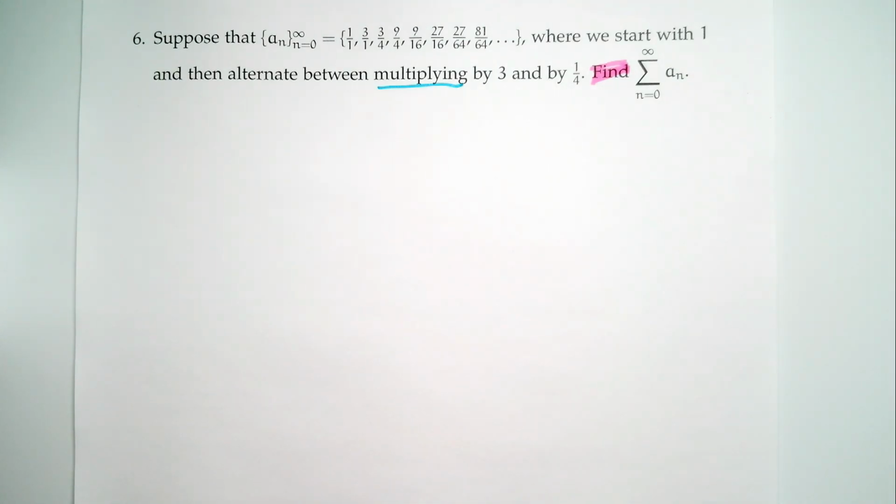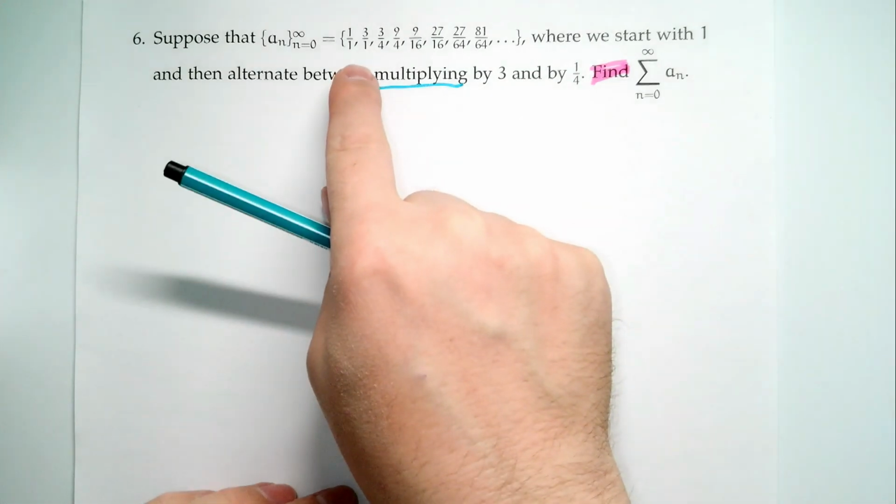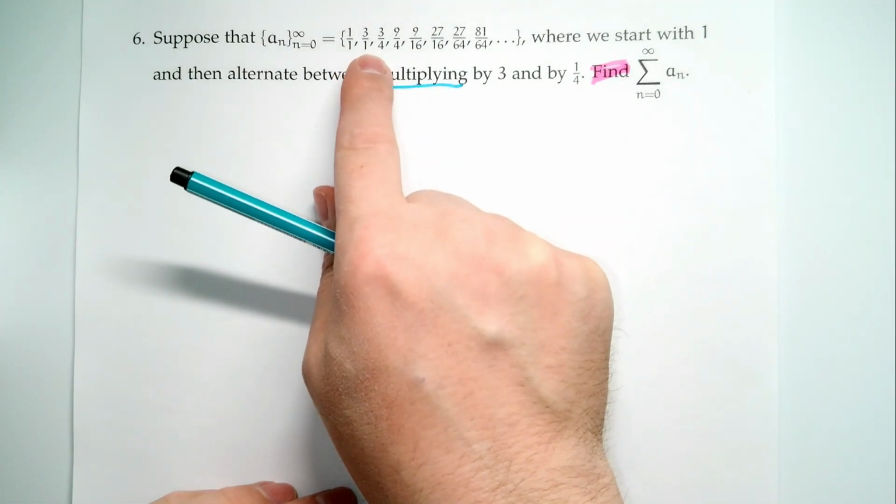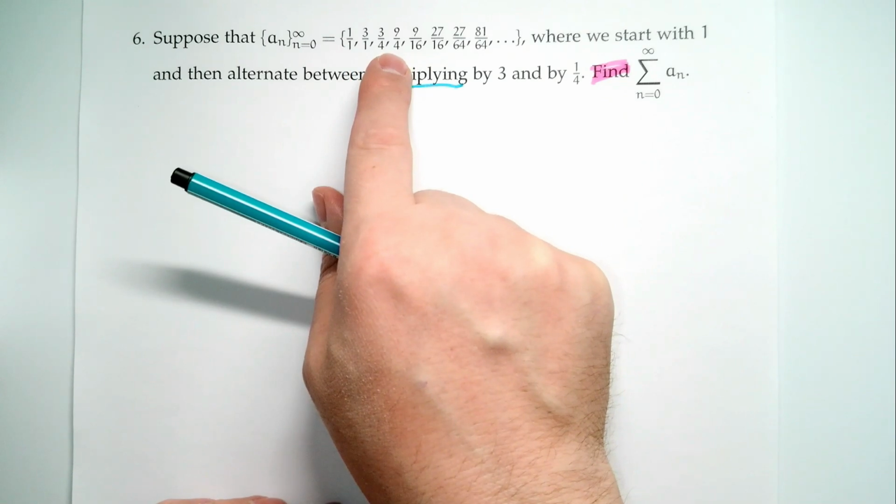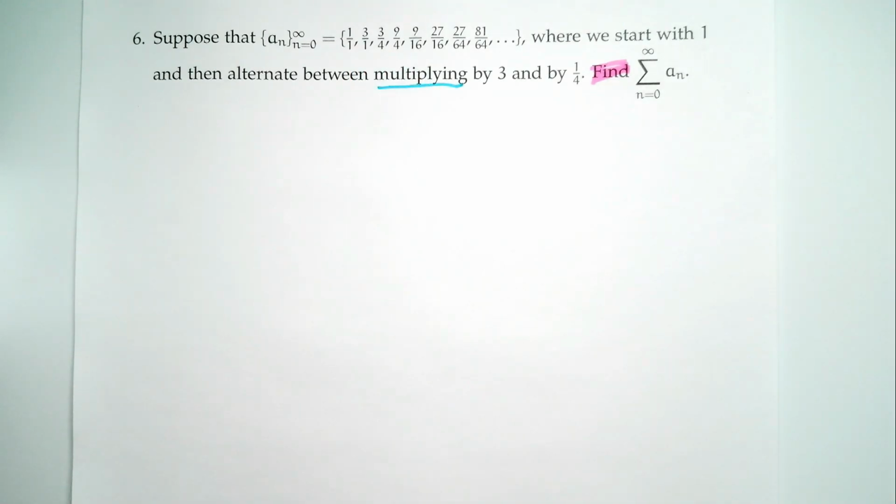Now, why is this not just obviously geometric? Well, because we're not always multiplying by the same amount. Sometimes we multiply by 3. Sometimes we multiply by a fourth. And so it's not like this is geometric and life is good. So how are we going to think of this? Well, let's see. Let's write what we have.